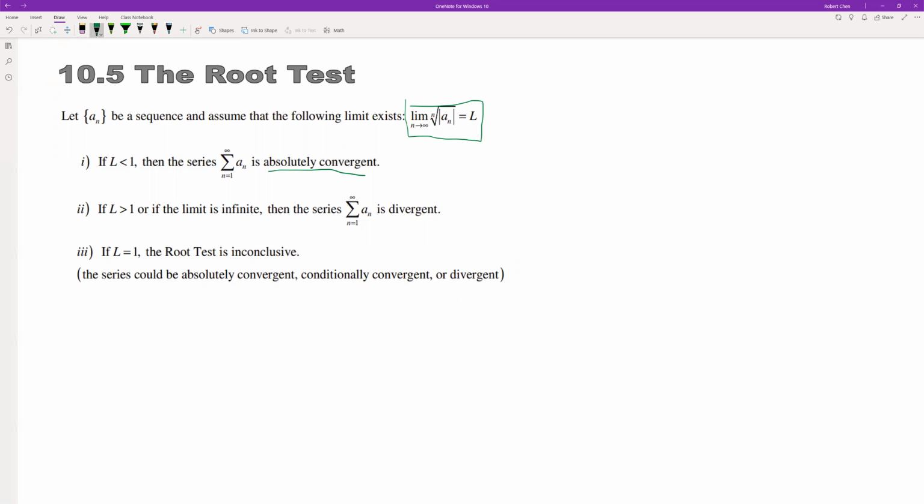So the setup is a little different than the ratio test, but how we interpret the result is the same. And we also have absolute convergence in this case as well, because we are taking the absolute value of a_n. Okay, so let's take a look at an example.